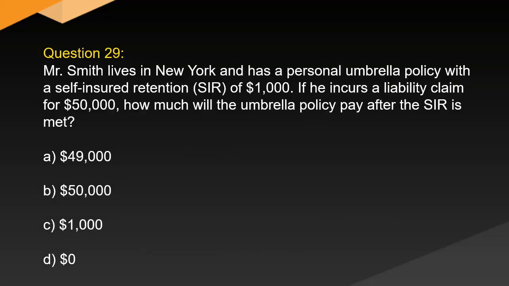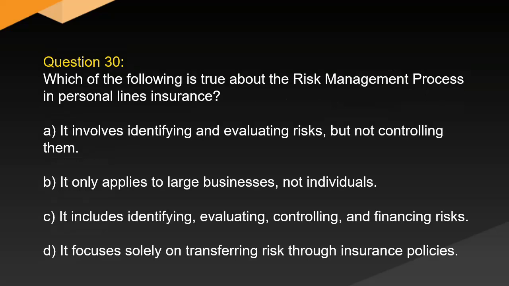Question 29. Mr. Smith lives in New York and has a personal umbrella policy with a self-insured retention, SIR, of $1,000. If he incurs a liability claim for $50,000, how much will the umbrella policy pay after the SIR is met? A. $49,000. B. $50,000. C. $1,000. D. $0.